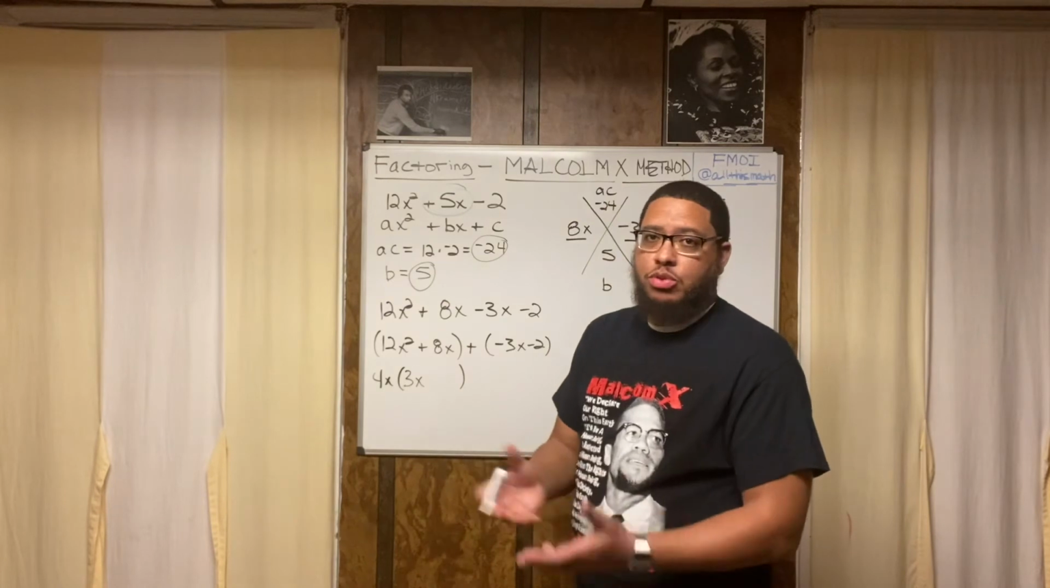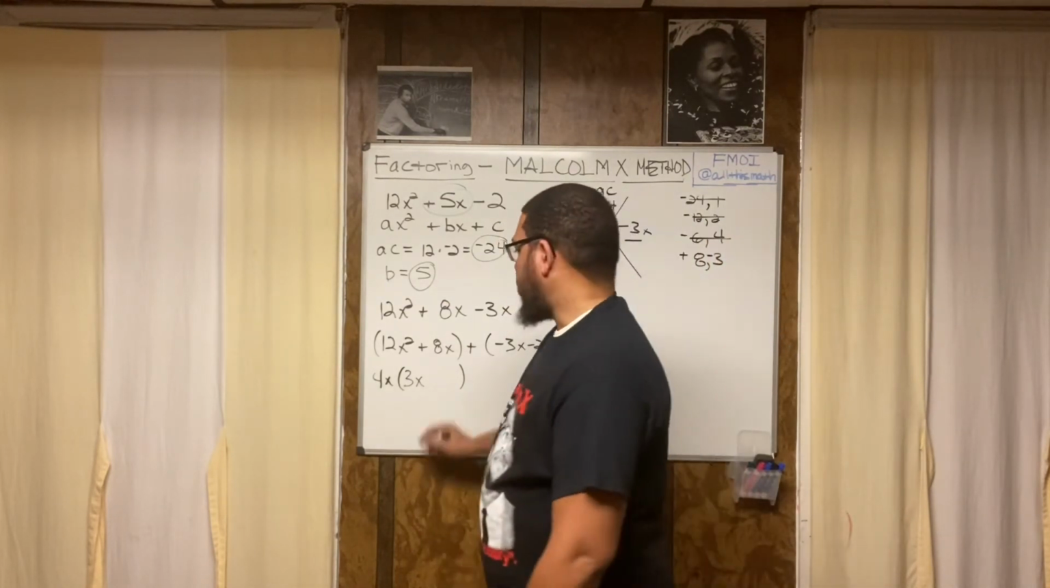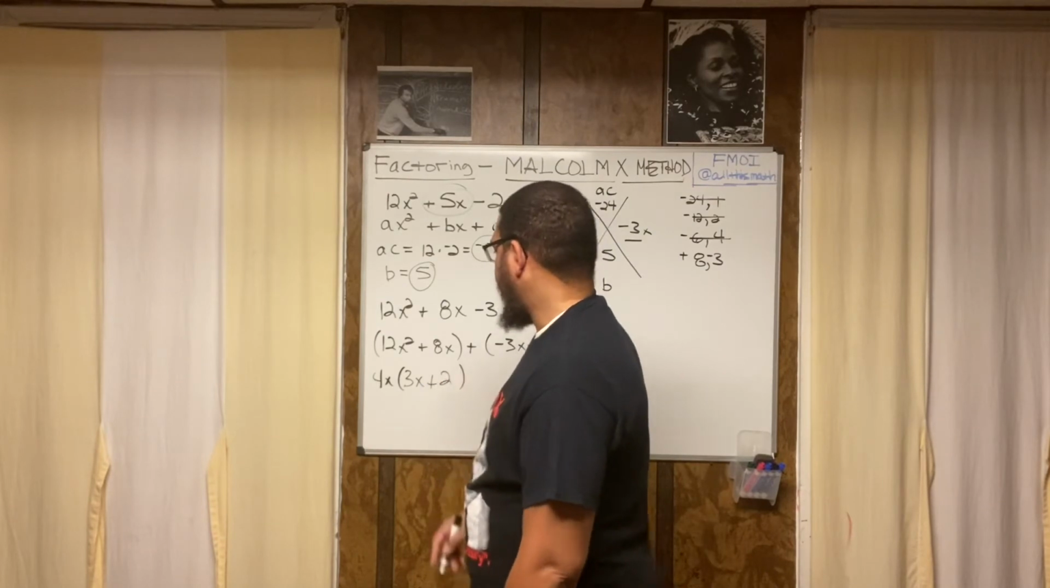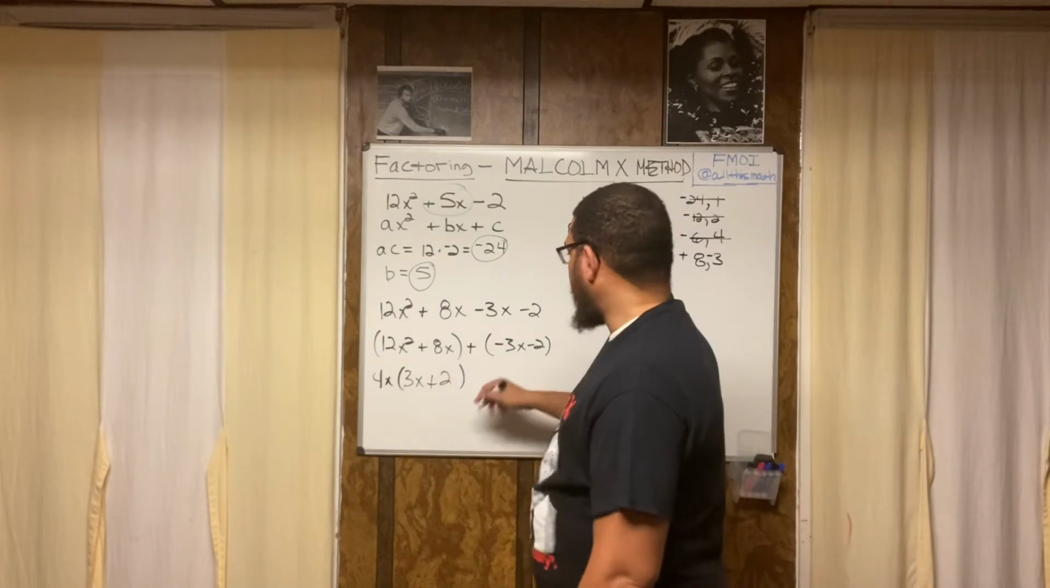So that's 2 times 1. And 2 times 1 is 2. And it's a positive 2. So I'm going to put plus 2. So that part is factored, right? That part is factored for now. And then we keep going, right?